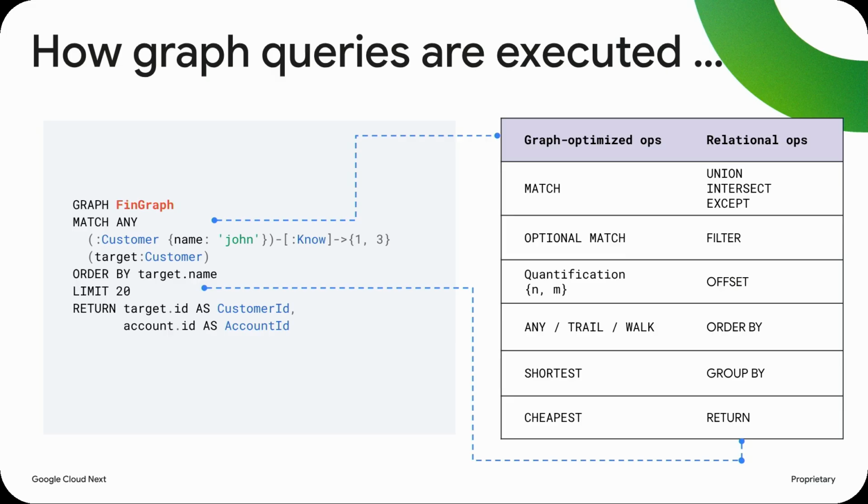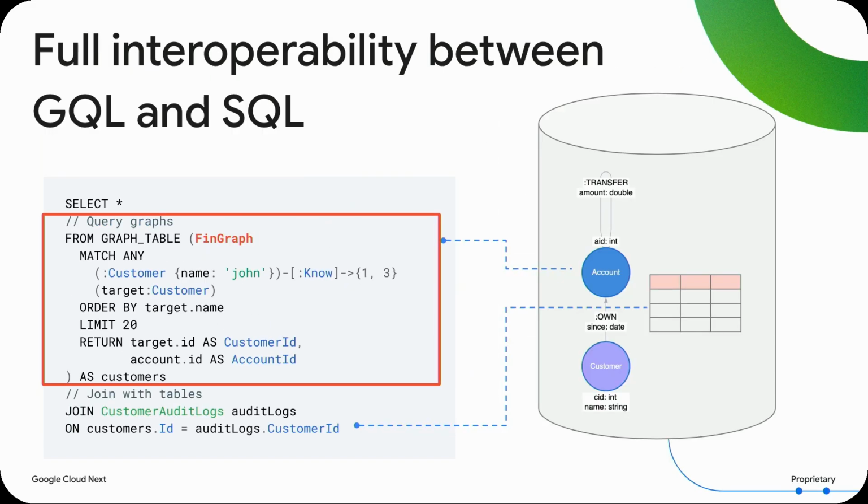And because of this deep fusion of relational technology and graph technology, we can do a lot more powerful things. For example, here's one example. You have full interoperability between SQL and GCode. This rectangle, if you can see, is the same graph query we showed you before.